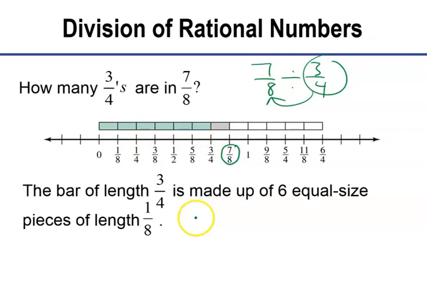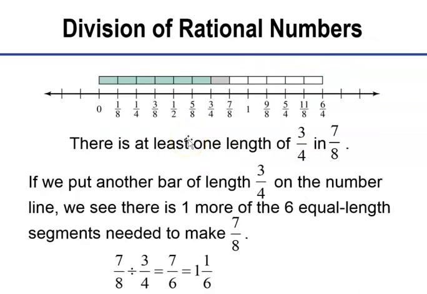So it says the bar length of 3/4 is made up of 6 equal pieces of 1/8. So you see 1, 2, 3, 4, 5, 6. So there's 6, but then there's some left over. So let's keep going with this story. It says there is at least one length of 3/4, not 6, but one length of 3/4. If we put another bar length of 3/4 on the number line, so here's your second bar length of 3/4. So that starts where we left off, 3/4, and then we go to 6/4. That's the second bar length.